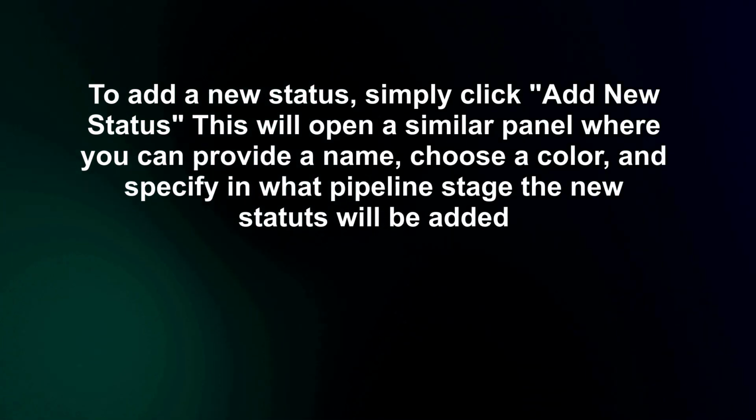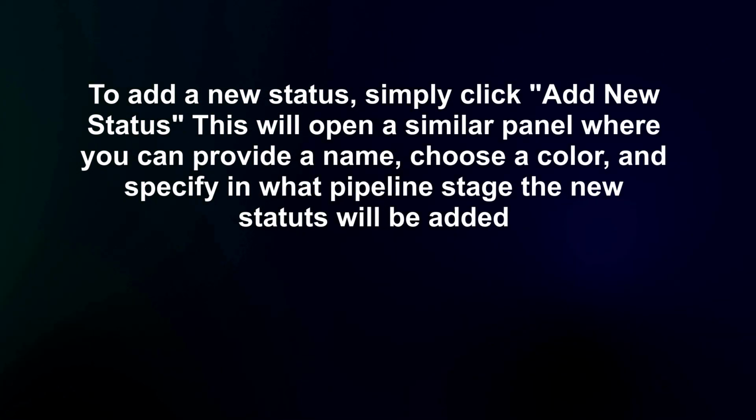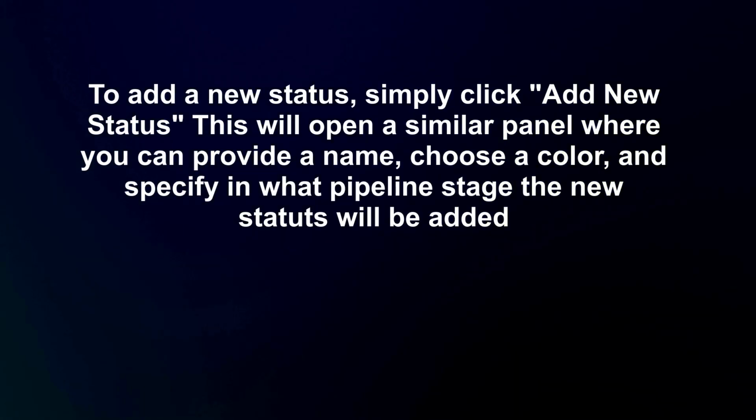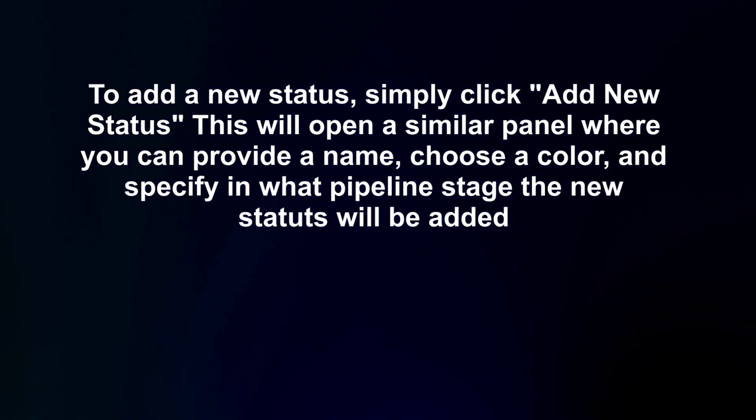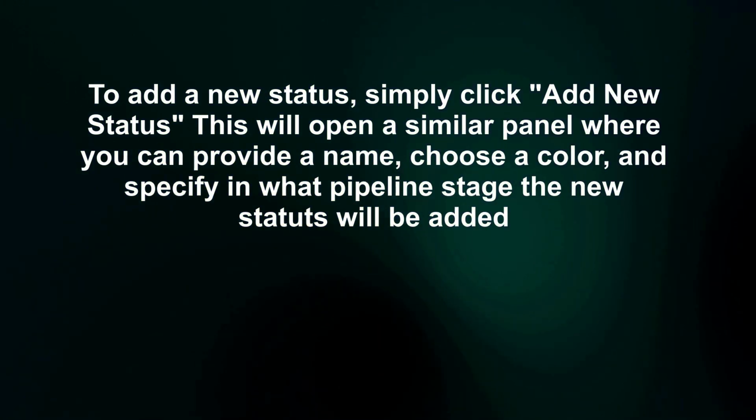To add a new status, simply click Add New Status. This will open a similar panel where you can provide a name, choose a color, and specify in what pipeline stage the new status will be added.